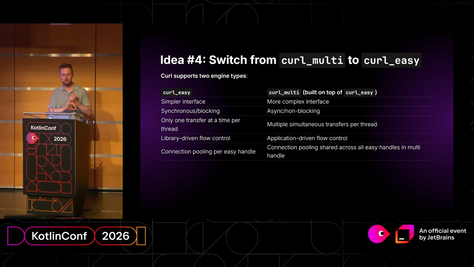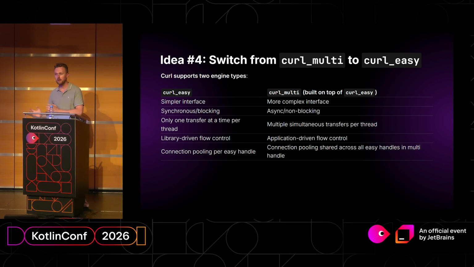Your application is responsible for flow control. I realized that the flow control bullets are swapped. They're in the wrong places. So in Curl Easy mode, your application is responsible for handling flow control, for handling concurrency. In Curl Multi, it's the other way around. And then lastly, the Curl Easy engine has connection pooling that is per thread, basically per easy handle, of which there's one easy handle per thread.